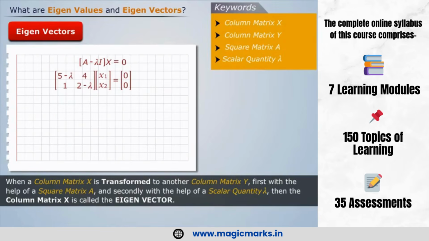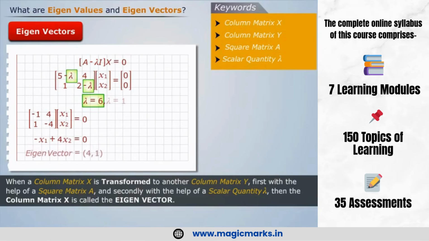Now let's calculate the value of this eigenvector X. We know that the eigenvalues of matrix A are 6 and 1. Substituting the value of lambda as 6 in this equation, we get, from this matrix equation, we get only one independent equation, which is, simplifying this equation, we get the values of x1 and x2 as 4 and 1 respectively. Thus, here the value of eigenvector x will be 4, 1.